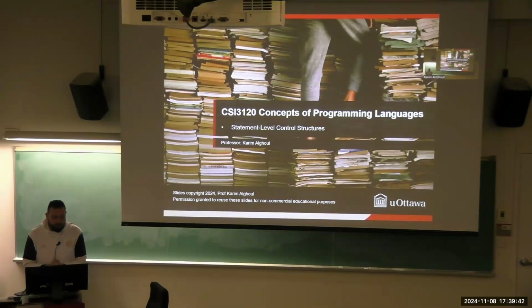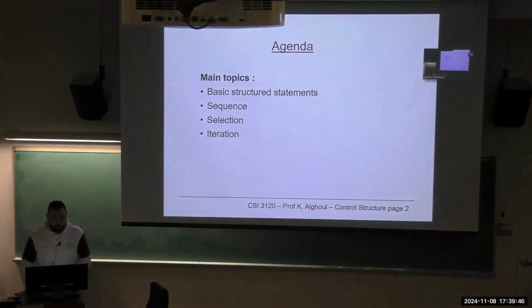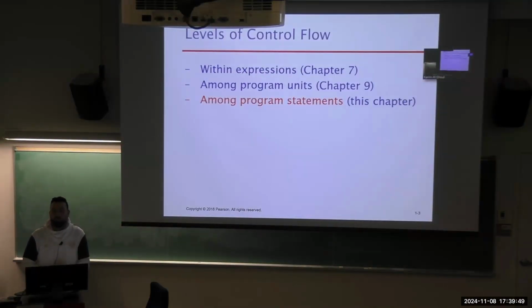we're going to cover the statement level control structure, guys. Technically, there are 3 control flow chapters. We already covered one last time, which is within the expression itself. So we talked about the assignment and stuff. And then we're going to talk more about the program units themselves in the next chapter. But today's chapter, we're going to talk about the control flow inside or among the program statements.